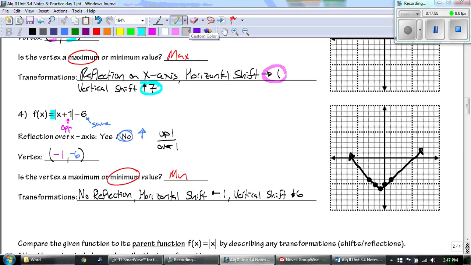Okay, and there we go. So I know it's a minimum because we're going up, so that's my minimum value. My vertical shift was left 1, and then my horizontal shift, I'm sorry, my vertical shift was down 6, the horizontal shift was left 1, and then since there's no reflection, we just go up 1 over 1.